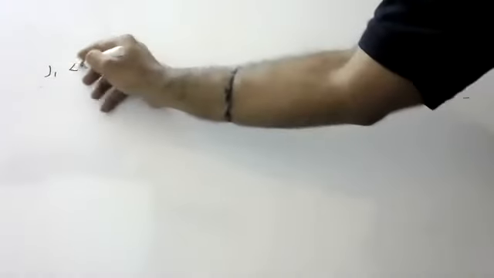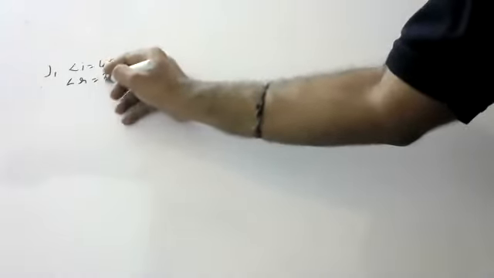Basing on this, we'll do some small numericals, children. Very small numericals. Okay, first question. Angle of incidence is 45 degrees. Angle of refraction is 30 degrees.